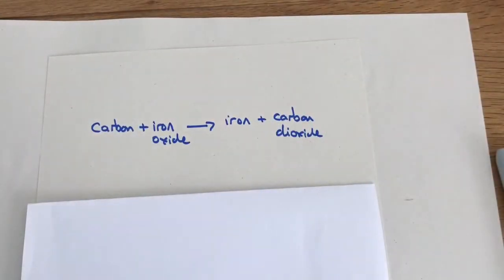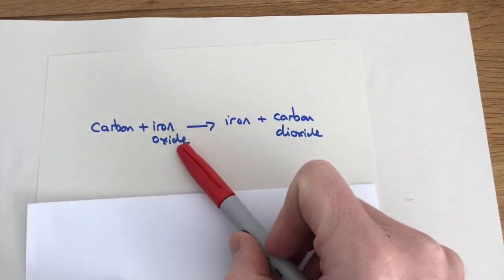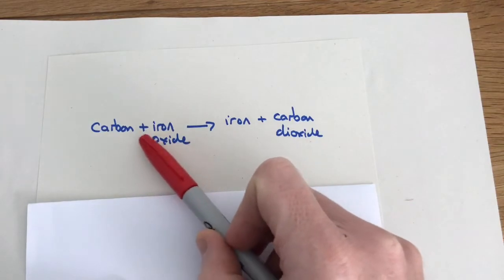Okay, in this video we're going to have a look at two terms, reduction and oxidation. We've already come across these terms in electrolysis, but now we're going to look at them in terms of metal extraction. Okay, so here's an equation to show us what we're talking about, and we've got a chemical here that's iron oxide, so it's iron bonded to oxygen, and this is going to react with carbon.